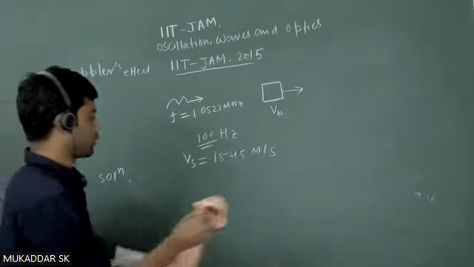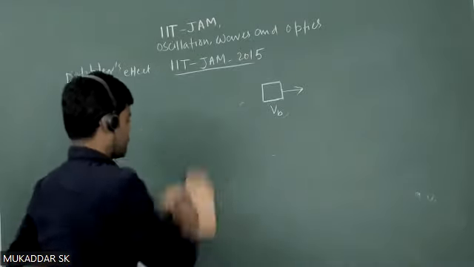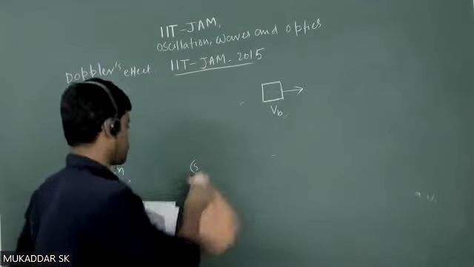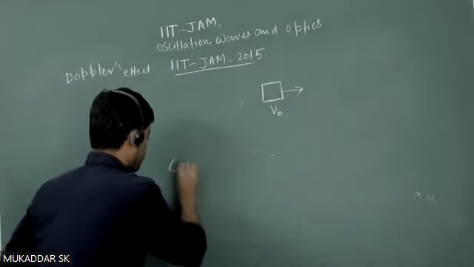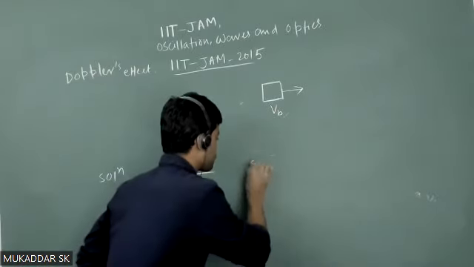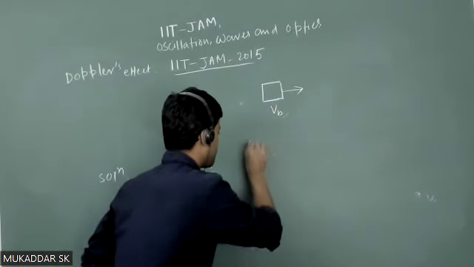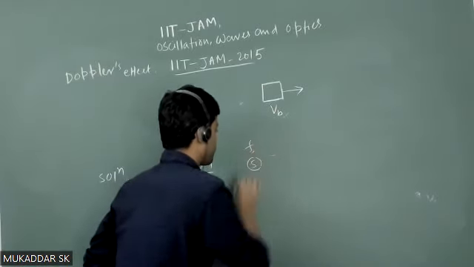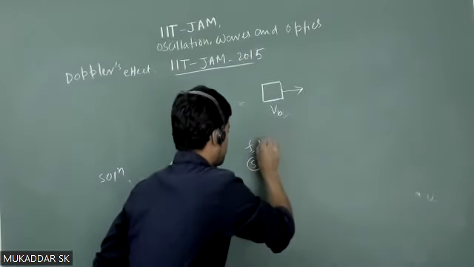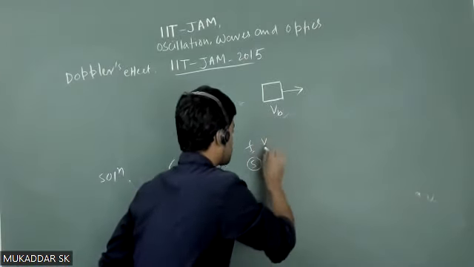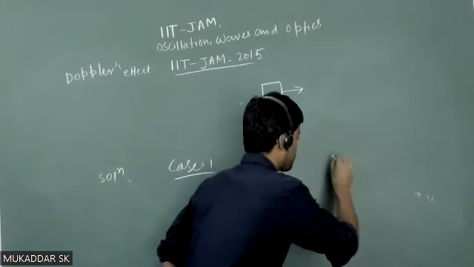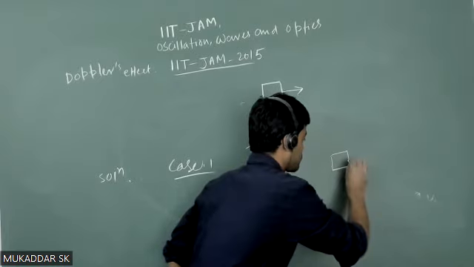So there will be two cases. Case 1: you have a source of sound having frequency f, which they have provided, and the speed of sound in blood is also given. And you have a blood cell that, in the first case, will be the observer.